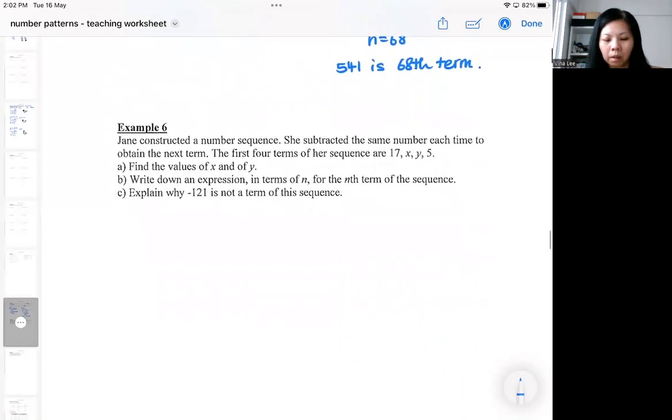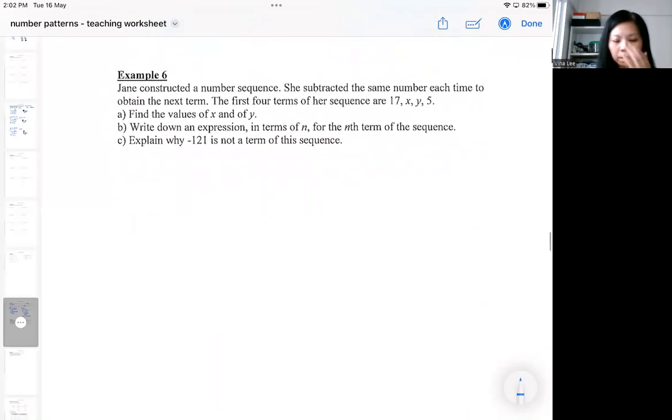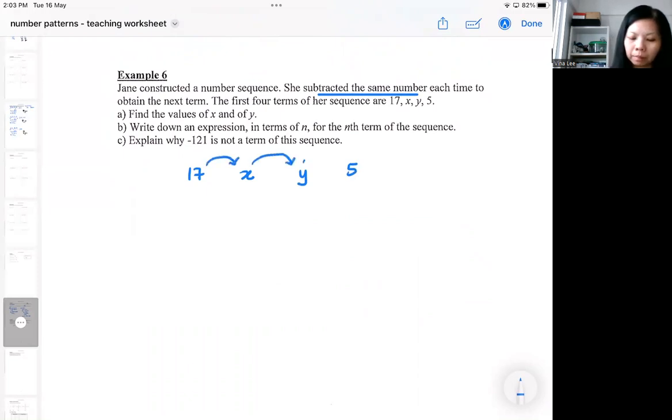Example 6, Jane constructed a number sequence. She is subtracting the same number. This is already a hint that it will be a common difference. So in the end, she gets something like this. So she subtracts the same number. So you must discover what is that same number. She started from 17 and she's going to subtract 3 times. After subtracting 3 times, then she's getting a 5.